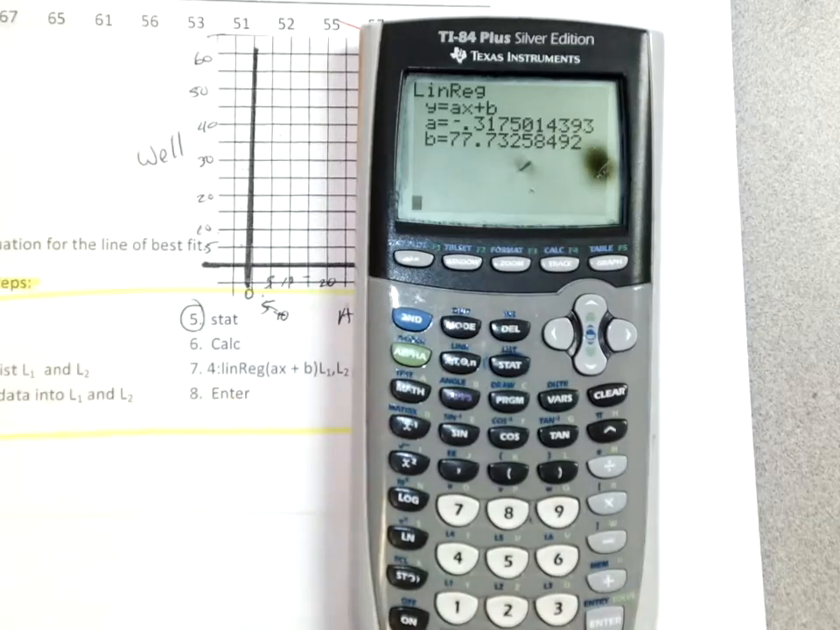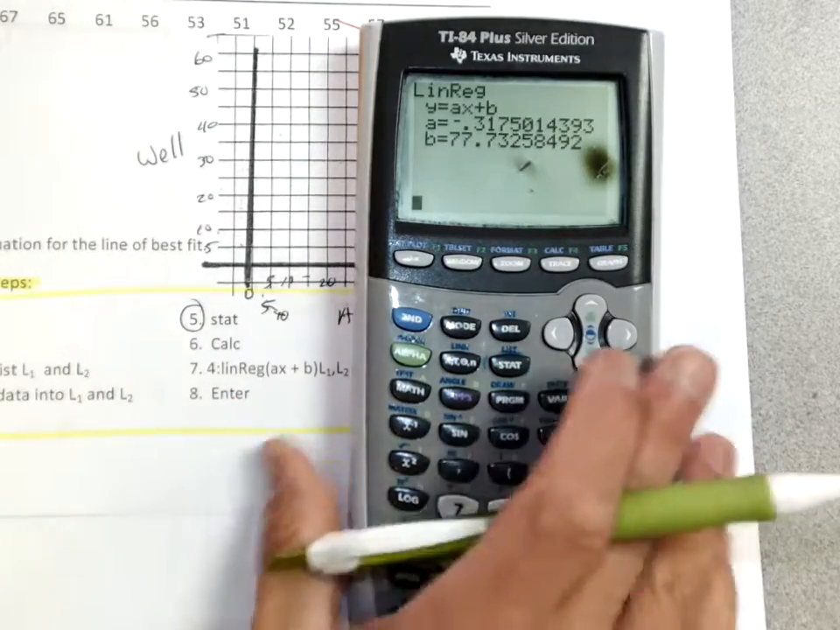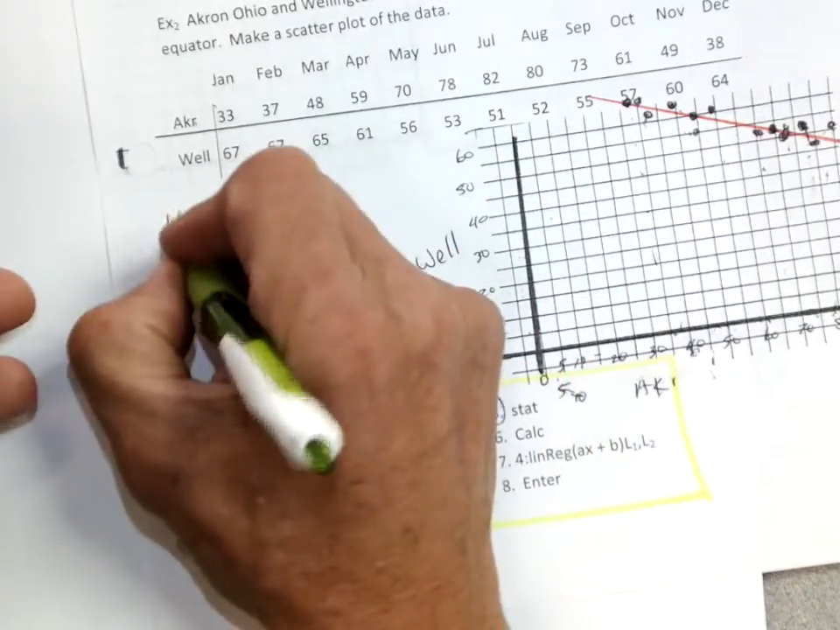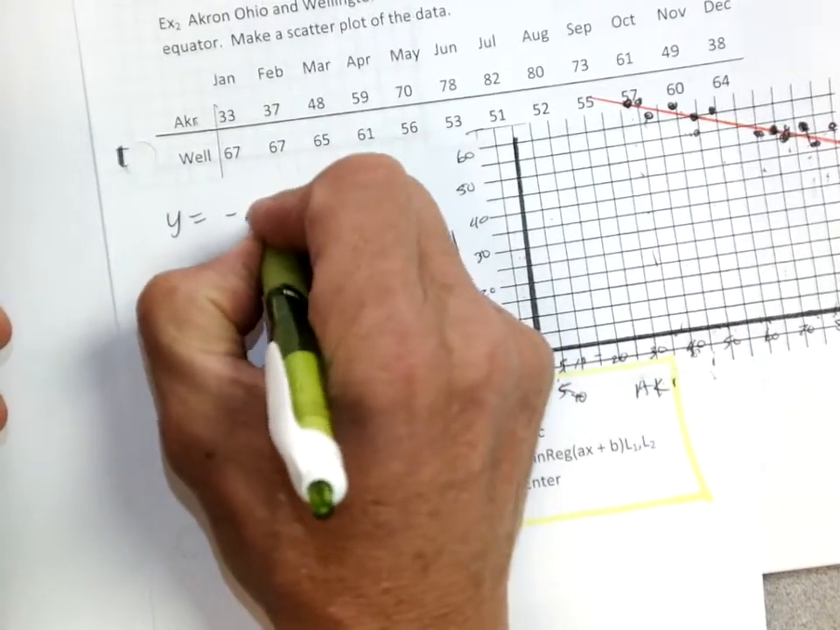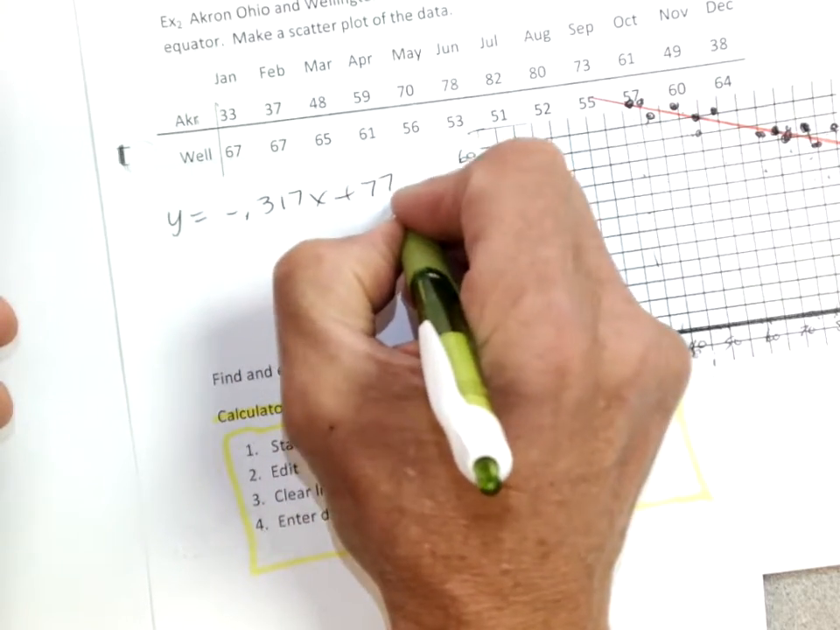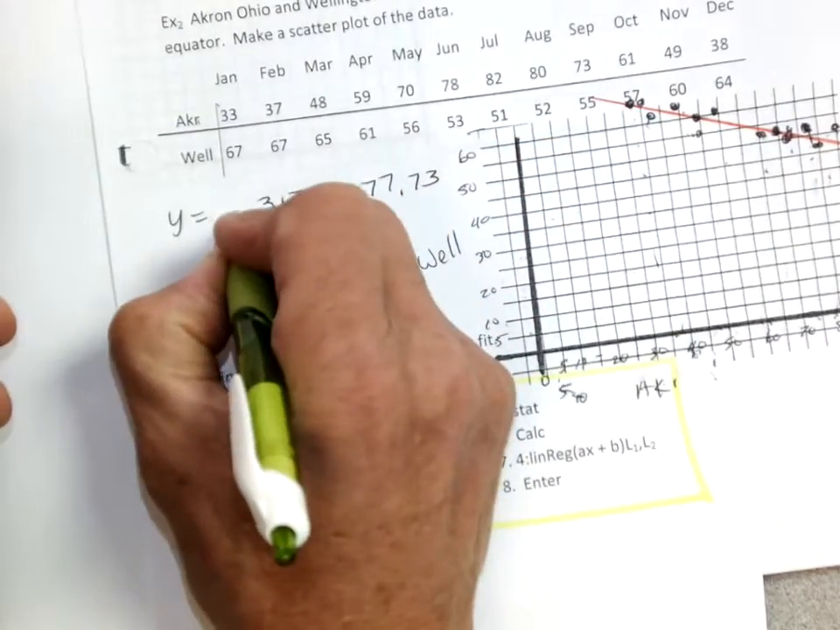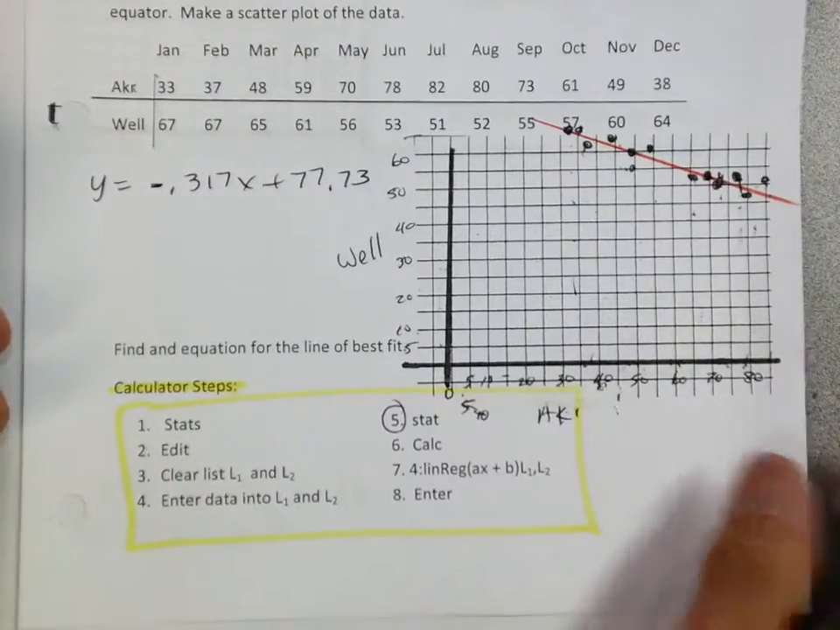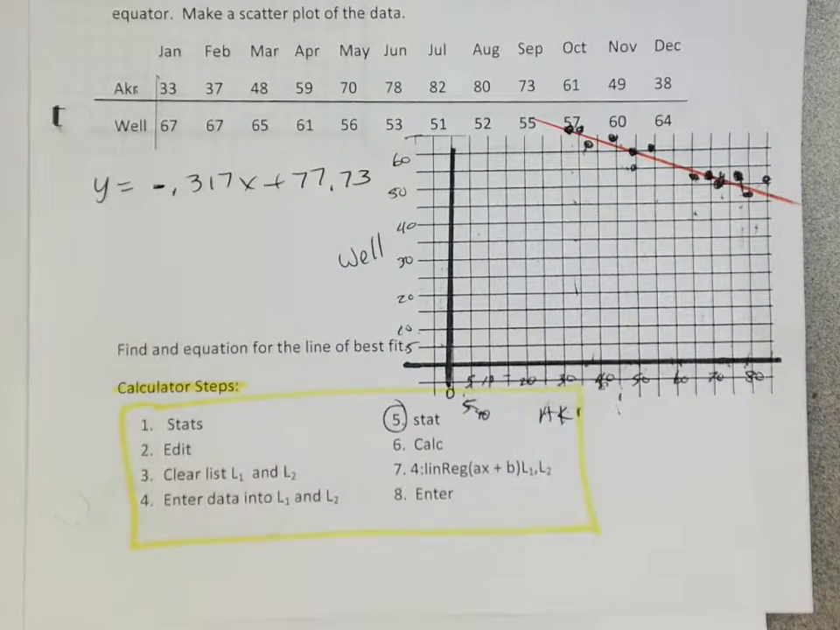So I've got an equation. For this one, I'm going to put y equals negative 0.317x plus about 77.73, okay? Raise your hand if you got that. I want to make sure. Alexa, you're still working on it, right? Carter, you're still getting there?